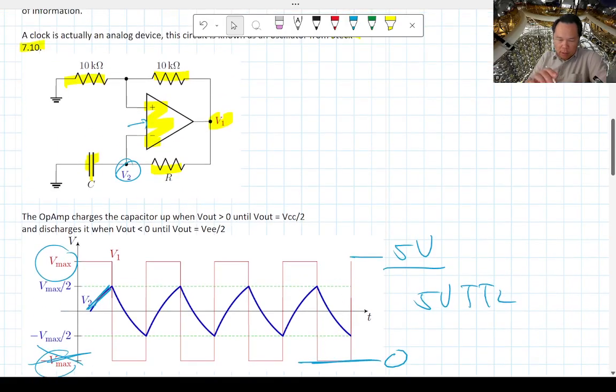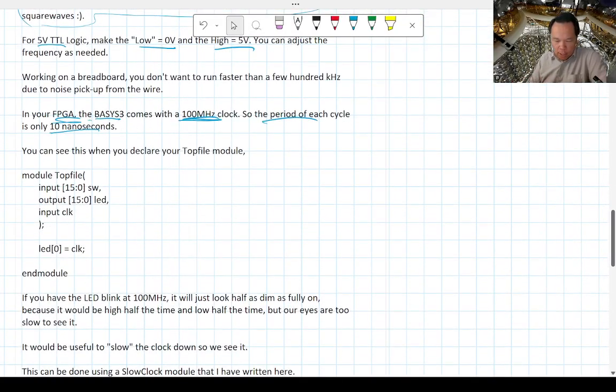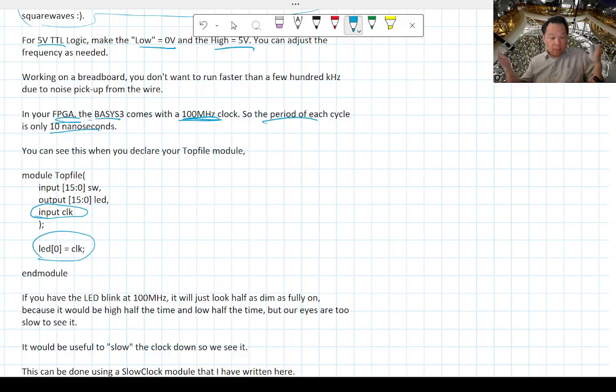If you wanted to, just an op amp, 3 resistors, and a capacitor. In your FPGA, I'm going to show you how you can get a clock. The clock is built in. So in your top file, all you have to do is add input clock as one of your inputs. And then, let's say in this code, I'll just make the clock the same as the LED. So it's just going to blink.